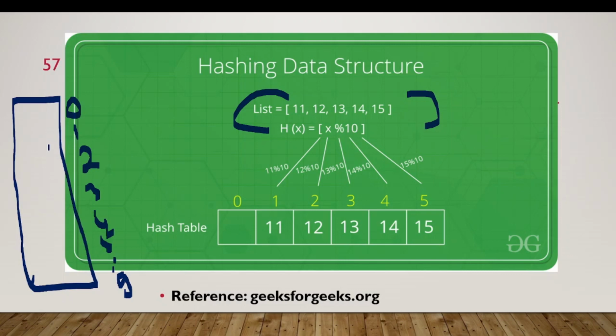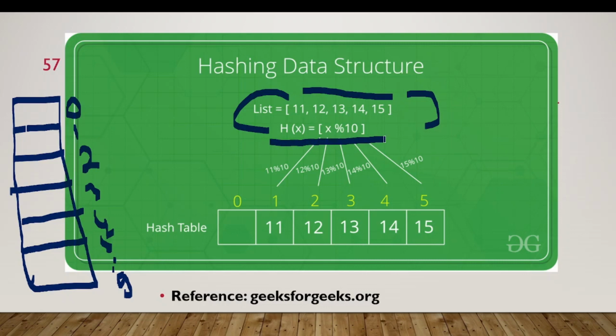Now we are using an array as a hash table, and our objective is to place the values into the hash table based on the hash values. What values do we have? 11, 12, 13, 14 and 15. The hash function that we are using is h of x equals x mod 10. Now we apply the hash function on the first value, that is 11. So we do 11 mod 10. Mod is a modulus operator that gives the remainder of the division. When we divide 11 by 10, the remainder is 1.